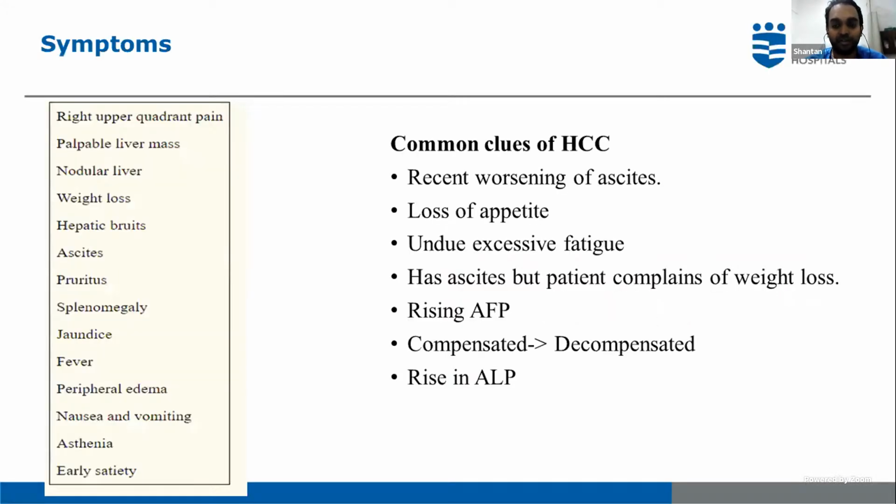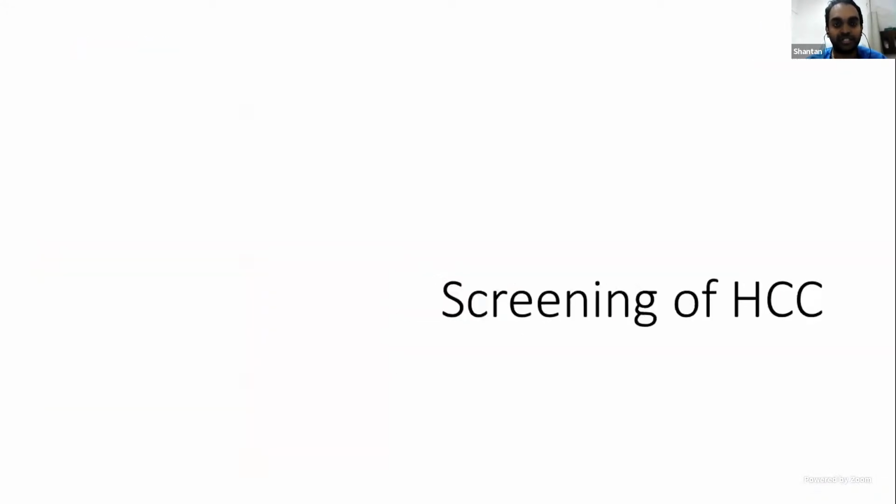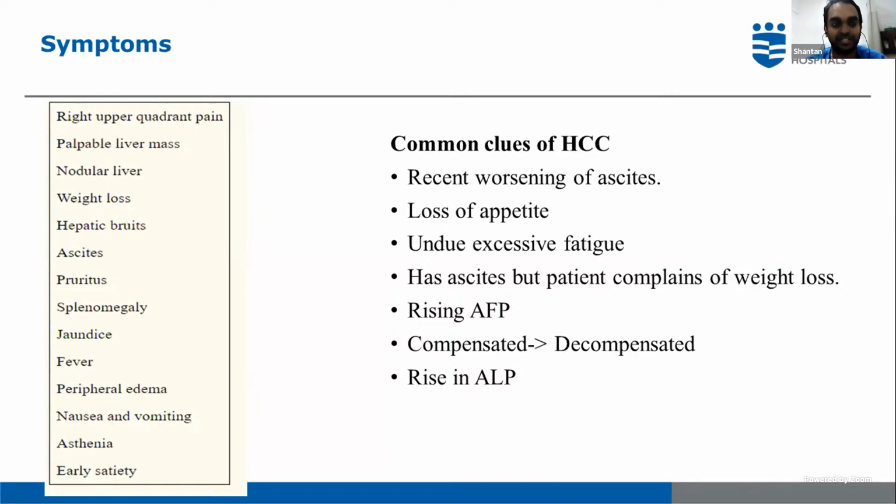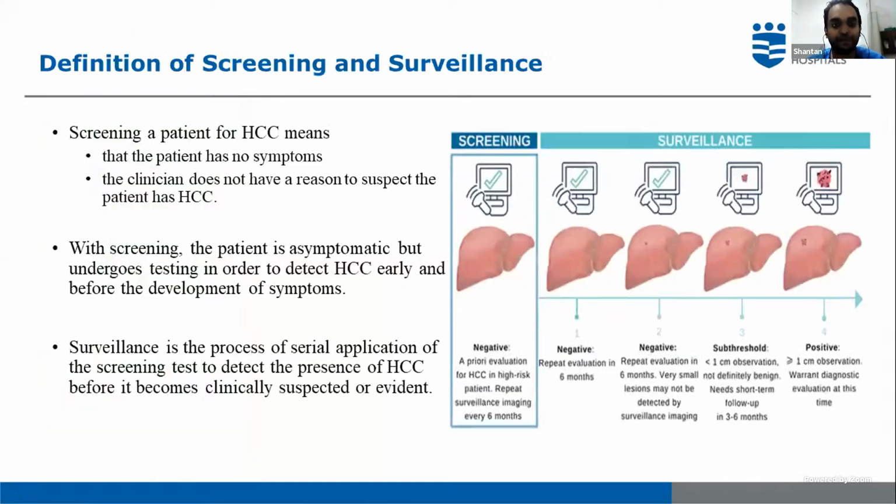Coming to the screening of HCC, what are the symptoms with which patients present with HCC, whether it's right upper quadrant pain or a palpable liver mass? Patients also present with new onset ascites, nausea, vomiting, early satiety. But the common clues are recent worsening of ascites in a patient with cirrhosis, loss of appetite, rising AFP, or a compensated patient who suddenly develops a decompensation event.